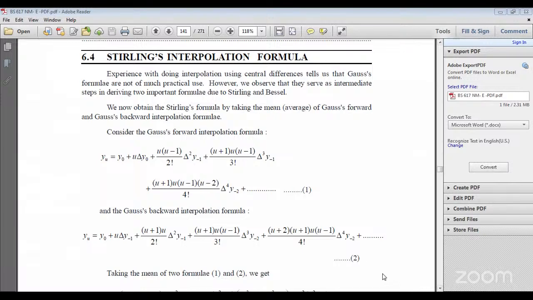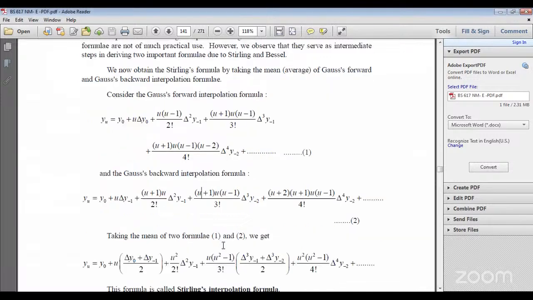By the Gauss backward interpolation formula, y naught plus u into delta y minus 1, plus (u plus 1) u by 2 factorial del square y minus 1, plus (u plus 1) into u into (u minus 1) by 3 factorial del cube y minus 2, plus (u plus 2)(u plus 1) u (u minus 1) by 4 factorial del 4 y minus 2. I am taking here.